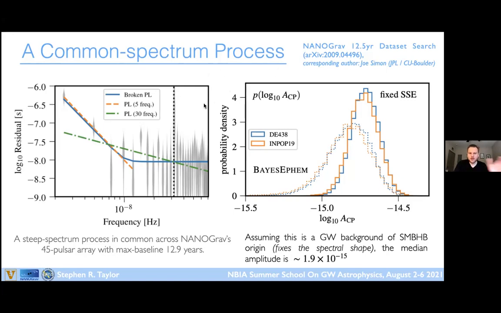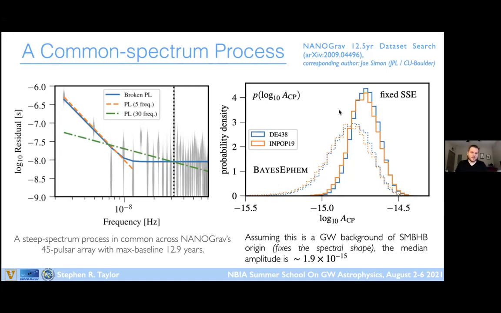Okay, so that was the spectrum on the left-hand side. On the right-hand side, I'm just showing you the posterior probability distribution of the amplitude of the signal that we recover. Now you'll see two types of curves in here. One of them has fixed SSE, the other has Bayes FM. Fixed SSE and Bayes FM correspond to different choices about how we model solar system ephemeris systematics.